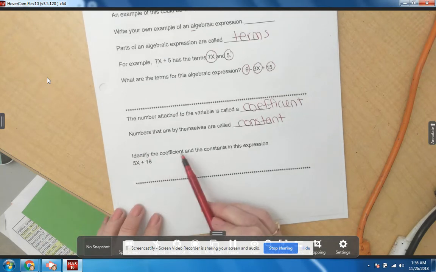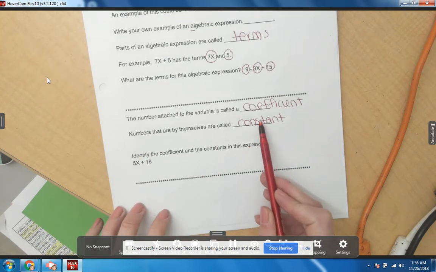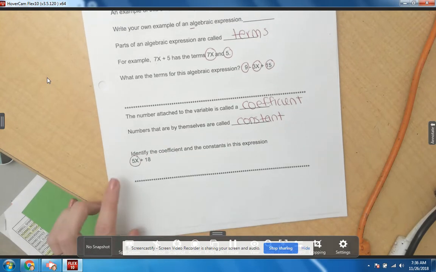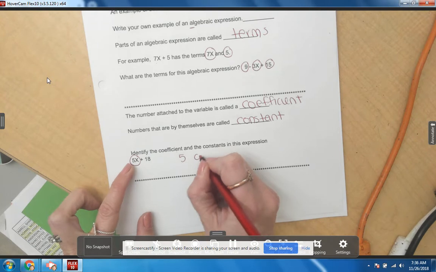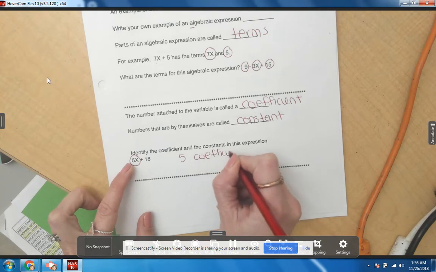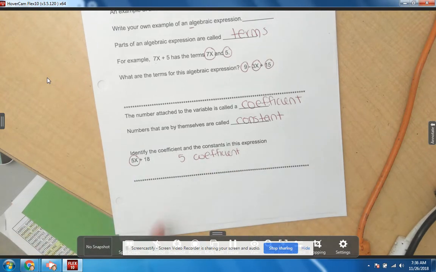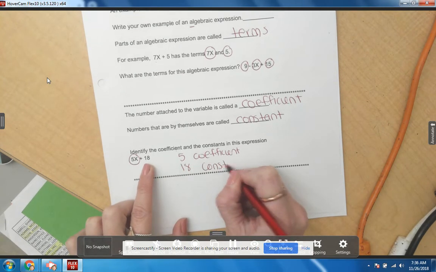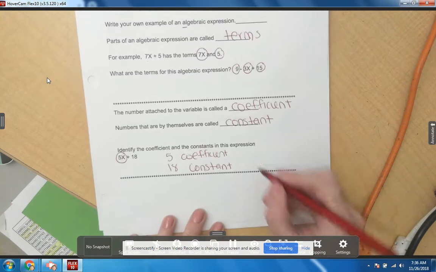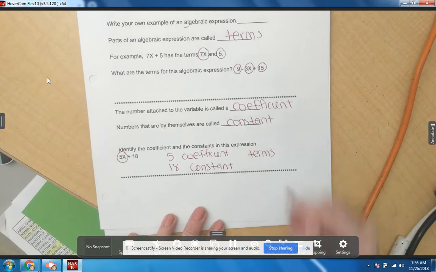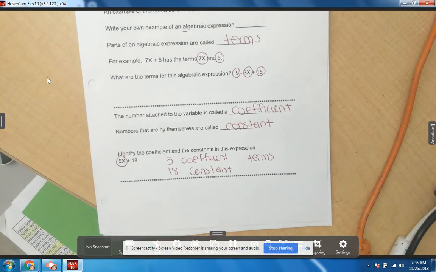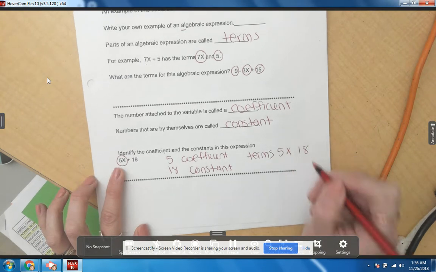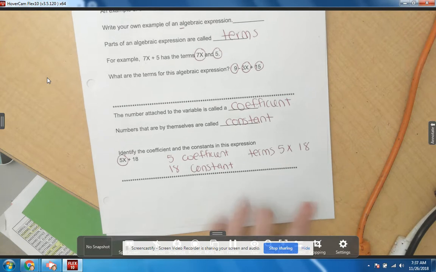So this one says identify the coefficient and the constant. So the coefficient is the number attached to the variable. So here's the variable. The number attached to it is 5. So that's the coefficient. The constants are the numbers all by themselves. The number all by itself is 18. So that's the constant. If I said what are the terms, it's not asking that. But if I did say what are the terms, that's every part of the problem except for the pluses or minuses. So that would be the 5x and the 18, everything that's not a plus or a minus.